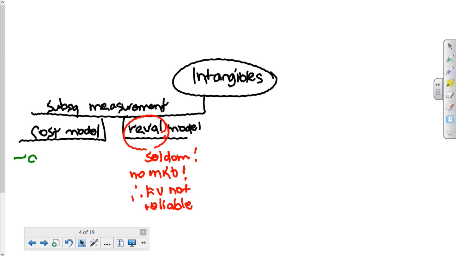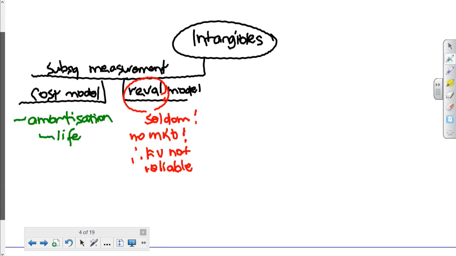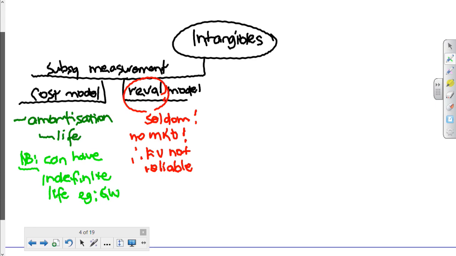In the cost model, we have something called amortization. And amortization is over the life of the intangible. And this is the one exception that we haven't seen before in PPE, is that with intangibles, an intangible can have an infinite life. They call it an indefinite life. Example, goodwill. Goodwill does not get amortized, isn't it? Because goodwill doesn't have a life. We can't say it's 5 years or it's 3 years. So some intangibles have an indefinite life. If they have an indefinite life, then there's no amortization because it's forever, isn't it? But usually our intangibles have a life and we would amortize over that life.